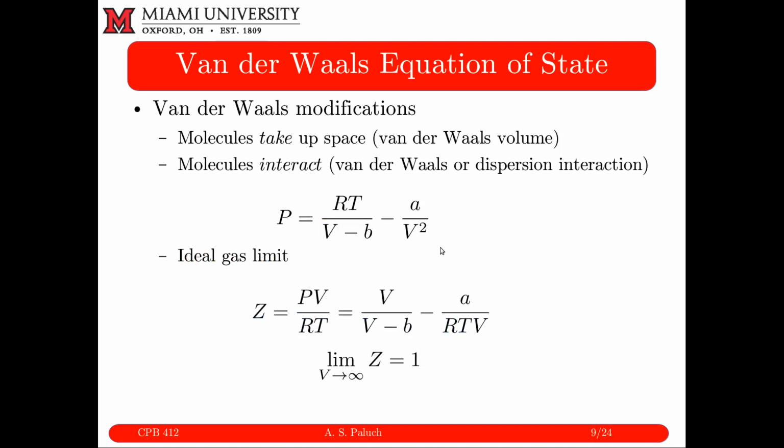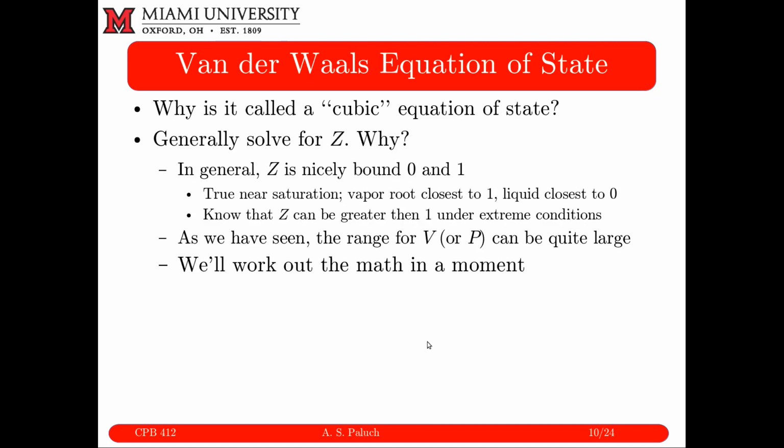In the limit that we have an ideal gas, an ideal gas is obtained at constant temperature in the limit that V goes to infinity, or pressure goes to 0. So at constant T, Z is PV over RT. I rewrite this as V over V minus b, minus a over RTV. In the limit that V goes to infinity, Z goes to 1. Cool. All right, so that's the van der Waals equation of state.